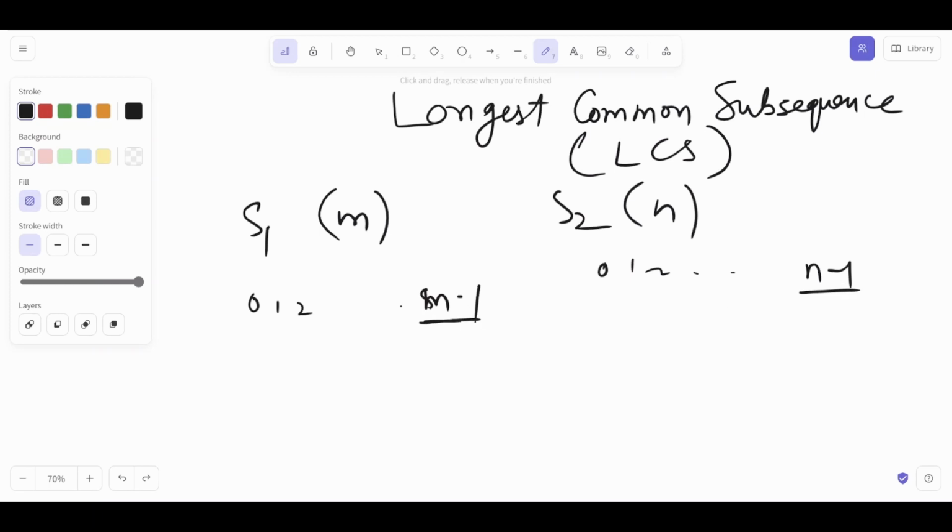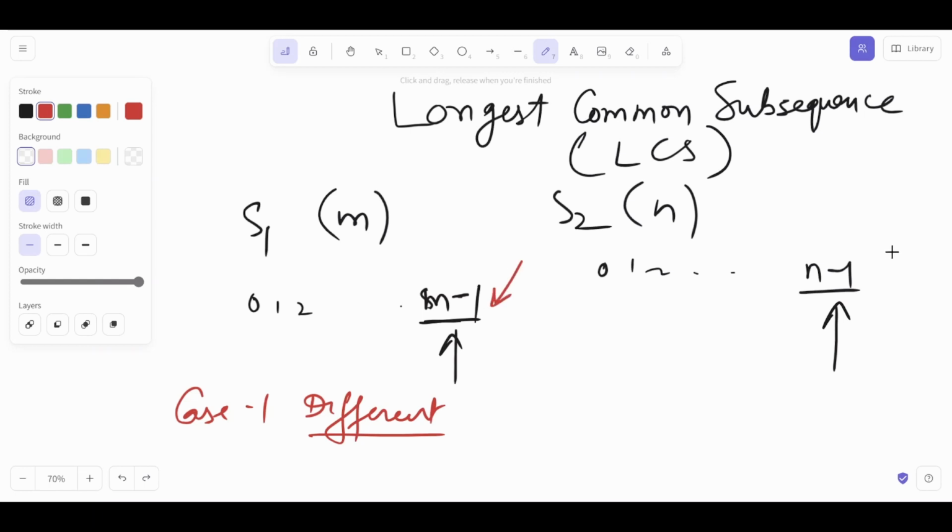Now if we pick these last two characters, then there are two cases: either these two characters are the same or these two characters are different. So let's say case 1, these two characters are different. That means they cannot be present together in the longest common subsequence. Let's prove it by contradiction. Let's take both of them in our common subsequence. Let's say this character comes later than this character in the common subsequence that we have. Let's suppose this is X and this is Y, the last character.